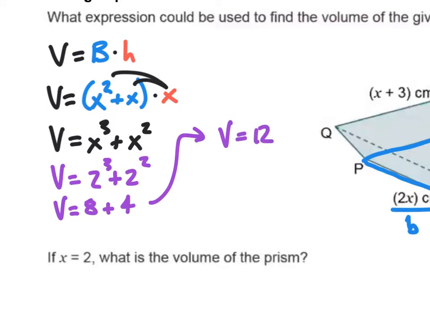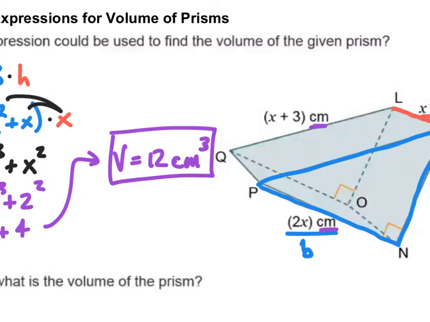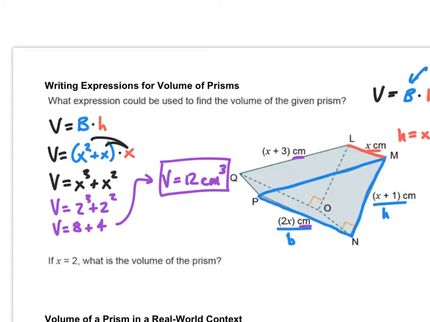Now, we've got to put a label on this. We're dealing with a 3-dimensional figure, and our measure is centimeters, so this is going to give me centimeters cubed. And that's what we're doing. So that's the volume given that x is equal to 2.